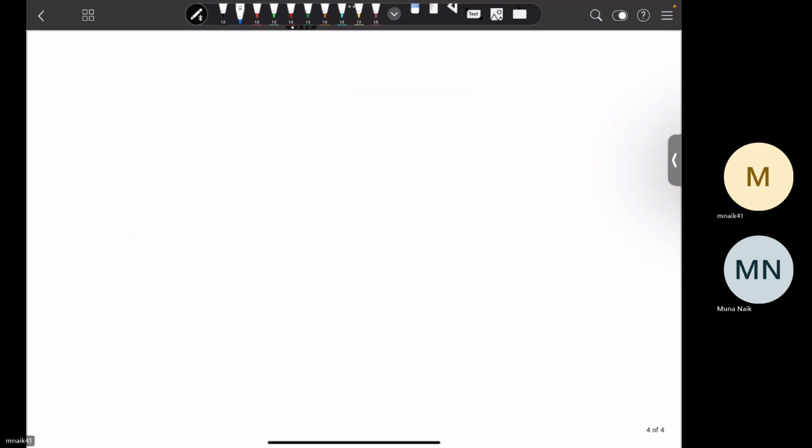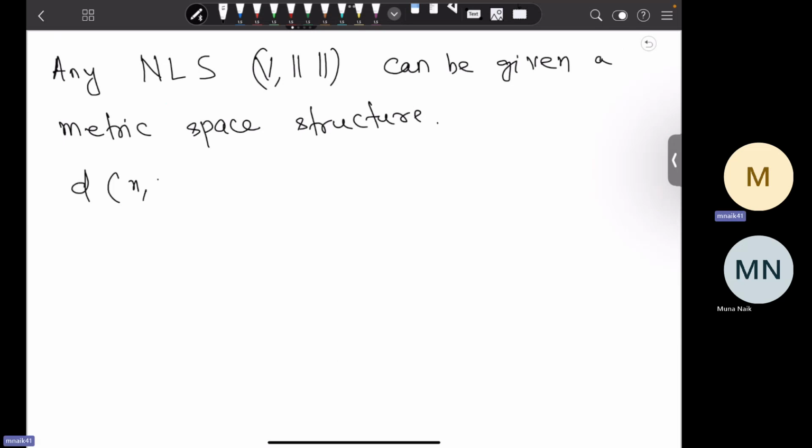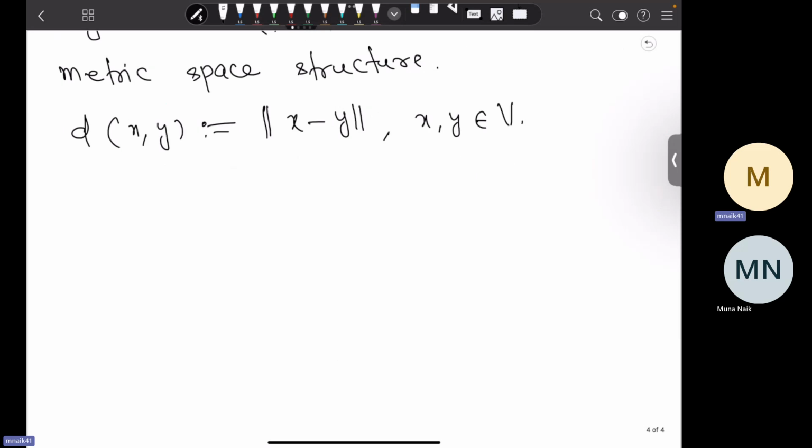Now, any normed linear space B with this norm can be given a metric space structure. So in particular, it is a topological structure. And what is the distance? So d of x, y will be defined by this thing. Here, this is the distance between x and y in B.